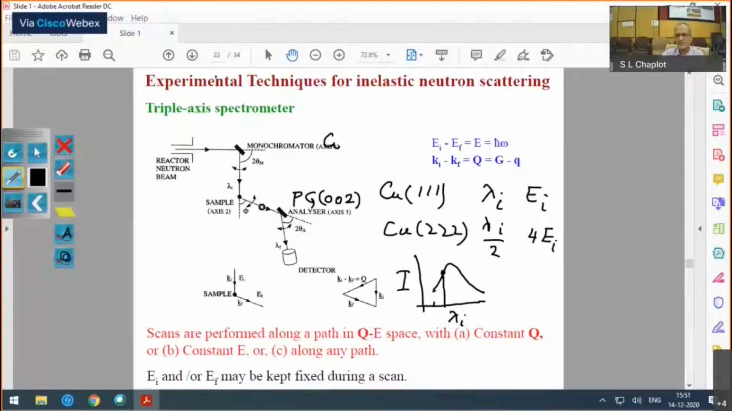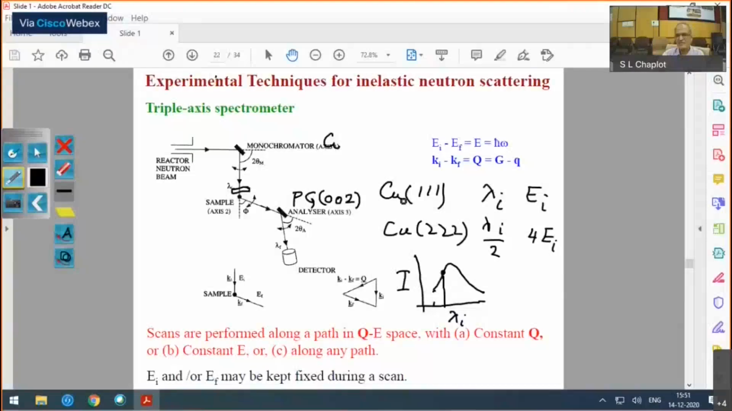So this is one way, that I can choose a wavelength such that the reactor has much fewer neutrons of smaller wavelength. The other thing is to use a filter in the beam. Often a filter is placed here such that it will filter off the neutrons of specific wavelengths which are undesirable, and that may work.